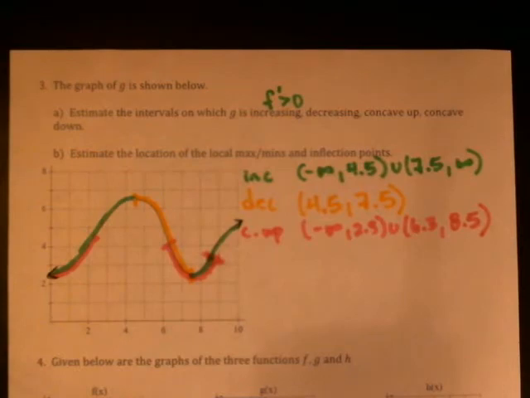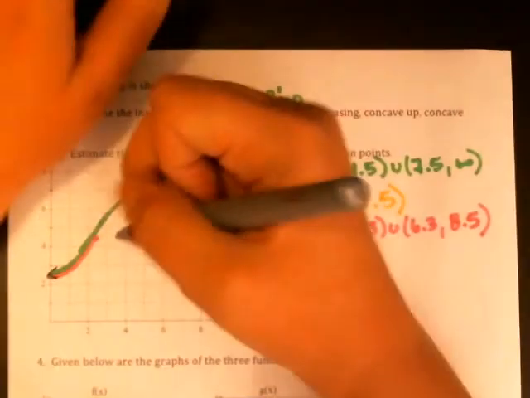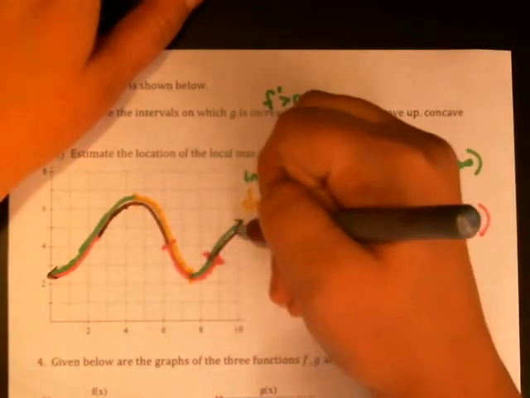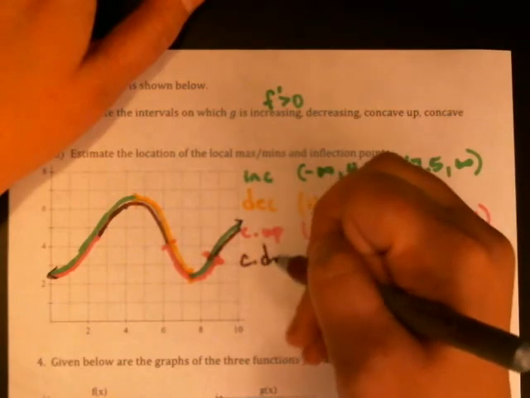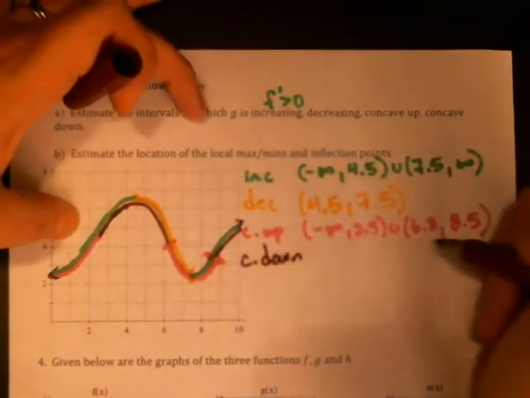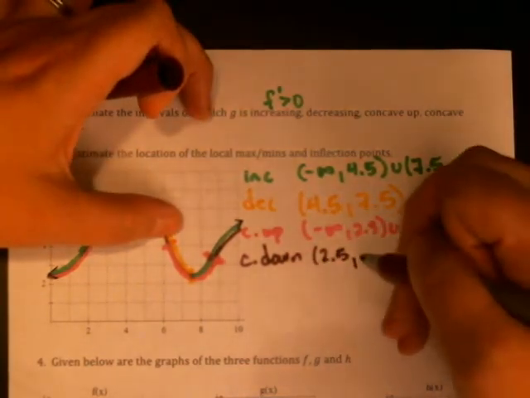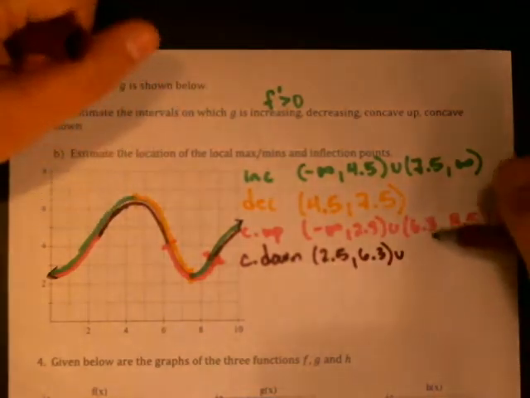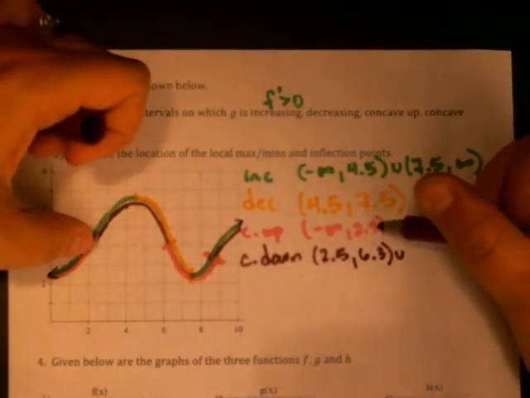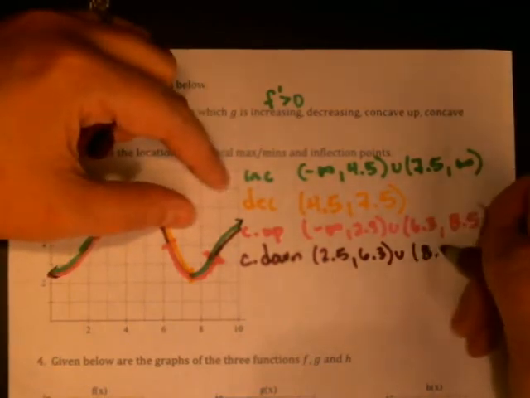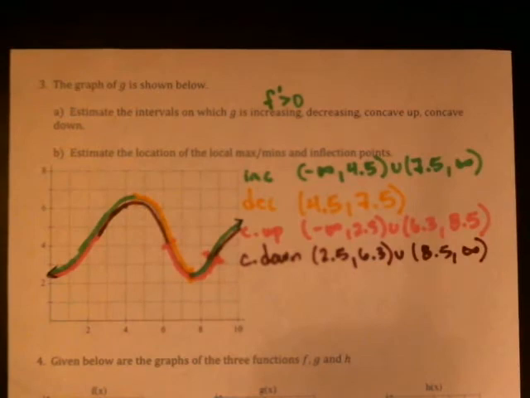And then my concave down, we'll use this dark one, is of course the other stuff. Notice how this is all downward bend. If you drew a tangent line, it would all hang out below. So that is from my 2.5 to my 6.3. And you should be reusing these same values. If you think it switches at 2.5, be consistent about it. And the same with 6.3. And then from 8.5 on. Okay, so there's my increasing, decreasing, concave up, concave down.